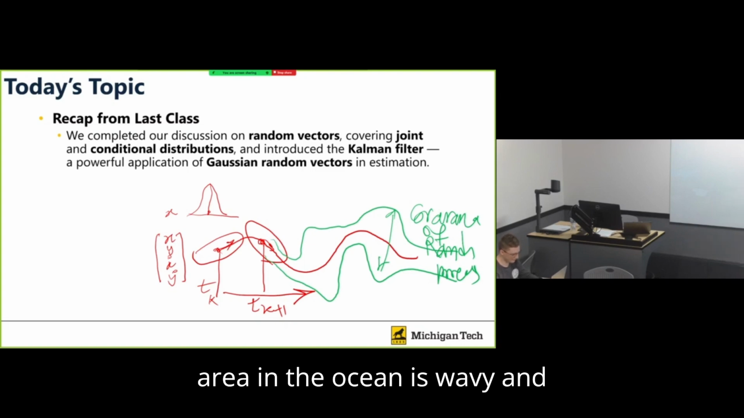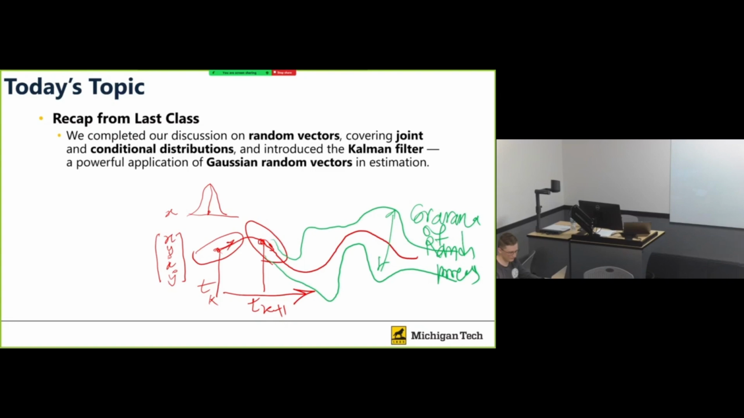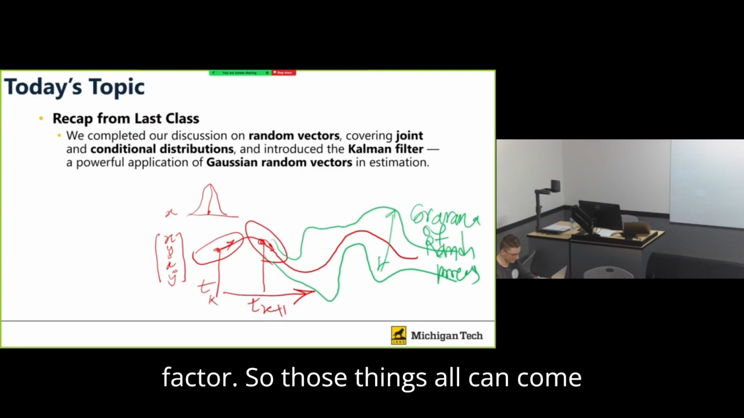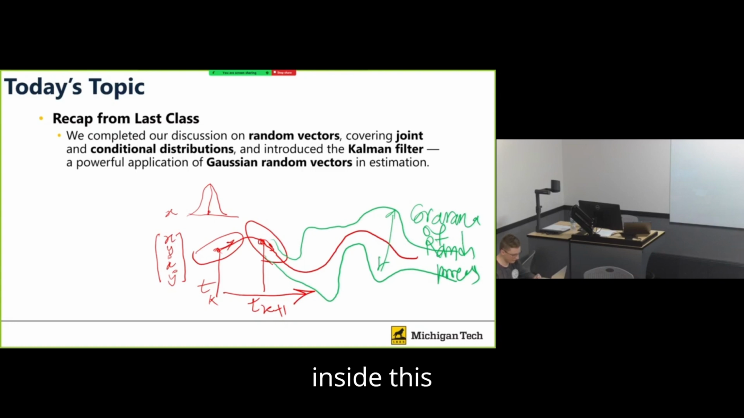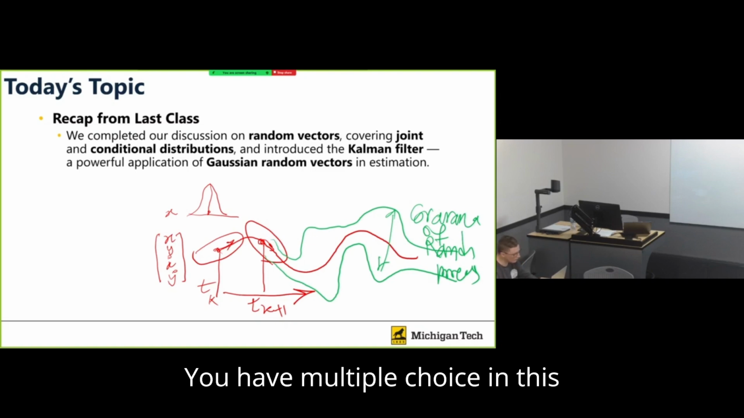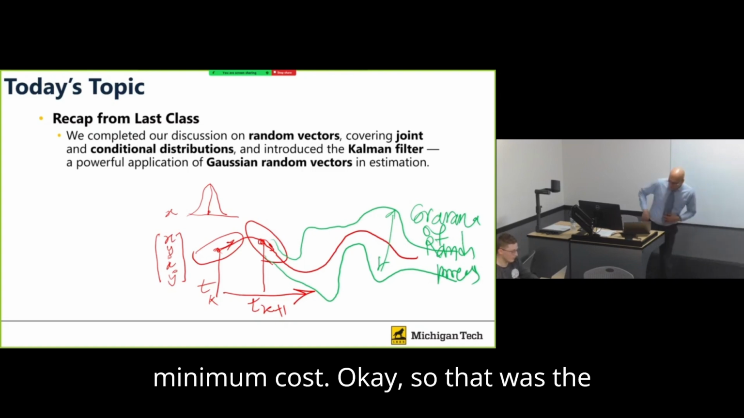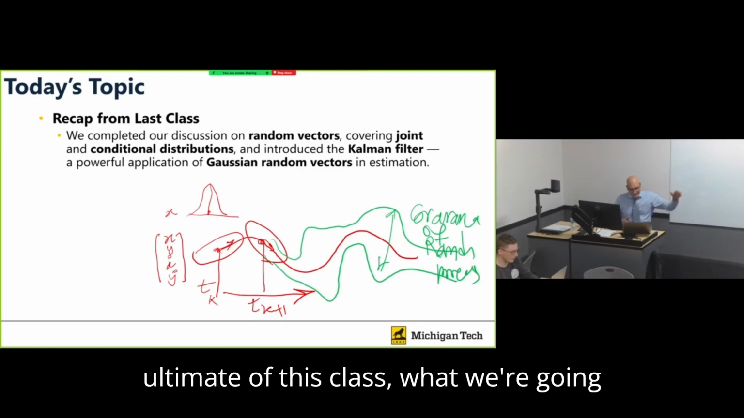Or if the area in the ocean is wavy and, for example, current is there, we do not go there, we go to another place. We do not get involved with losing energy. That's an energy consumption factor. So those things all can come inside this path function. You have multiple choices in this function, and you choose the one with minimum cost. Okay, so that was the ultimate of this class.